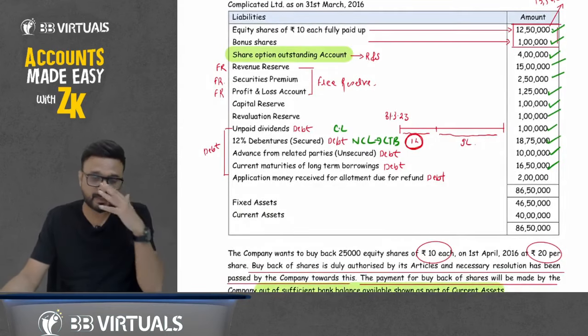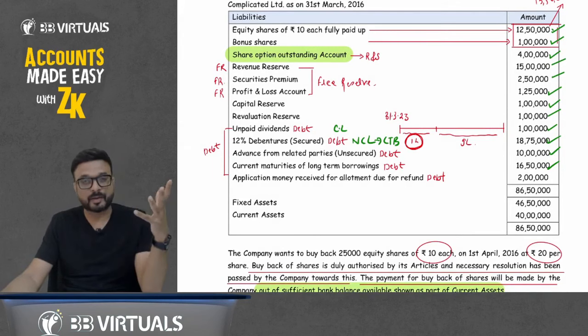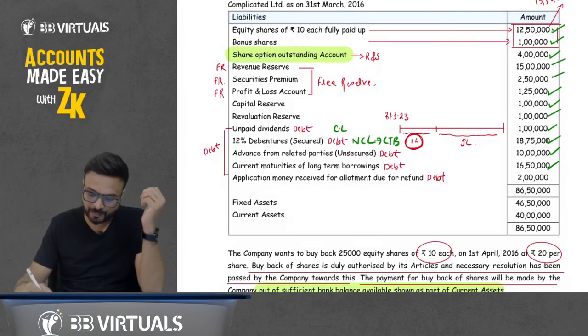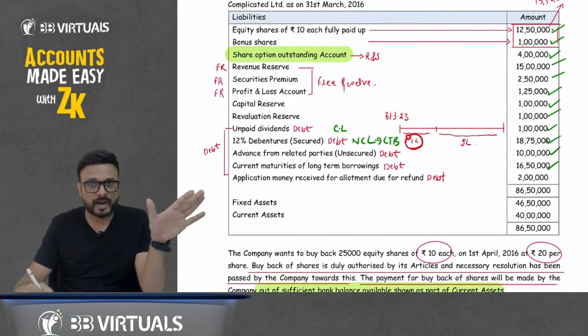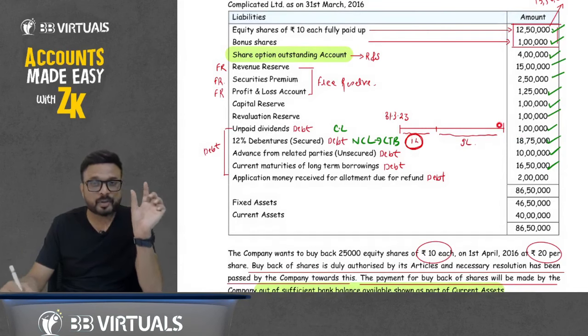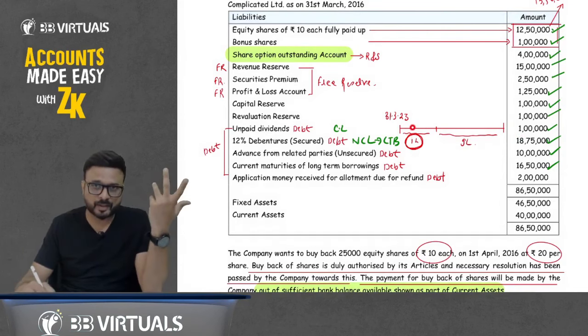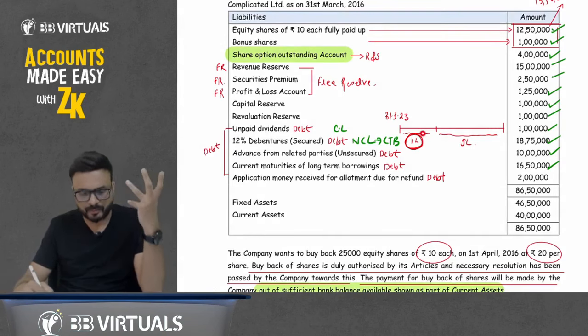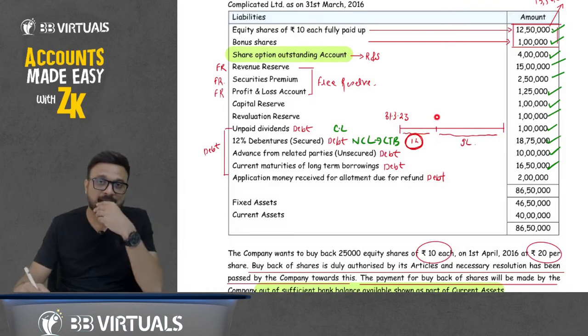What does current maturity of long term mean? It's a long term borrowing, but the amount which is payable within a year. Suppose the loan is 1 crore and within 1 year we are liable to pay 10 lakh. The 10 lakh is the current maturity of long term borrowing.